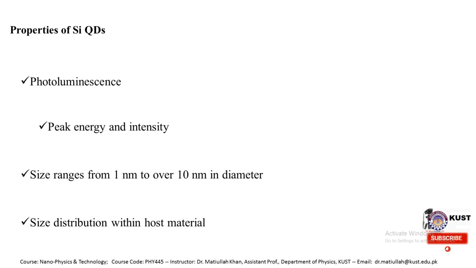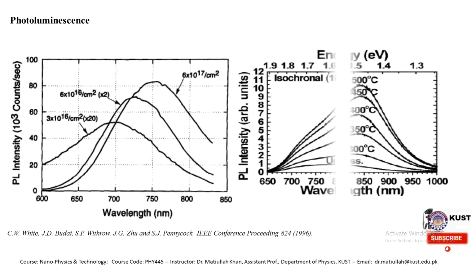So what are the interesting properties of this quantum dot which make it useful in a wide range of applications? One of the most important properties of this material is photoluminescence. That is very interesting, and it has a very high peak energy and intensity. Another interesting property is the diameter, which ranges from 1 to 10 nanometers, and a size distribution within the host material is also possible. First we need to discuss the photoluminescence property of silicon quantum dots.